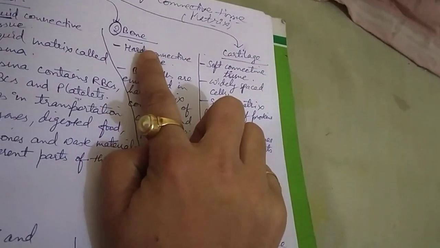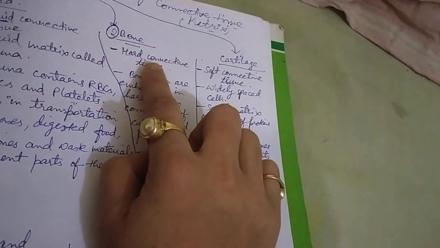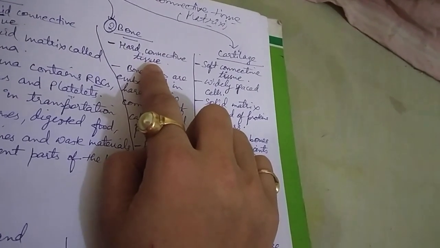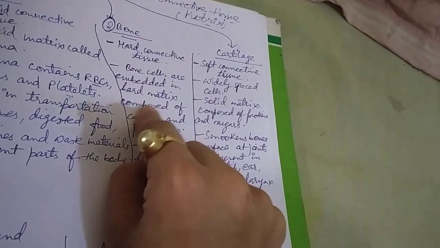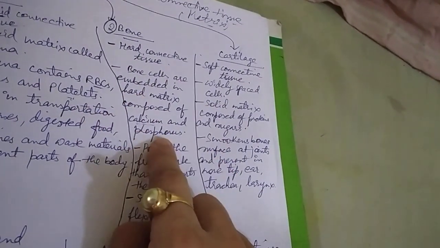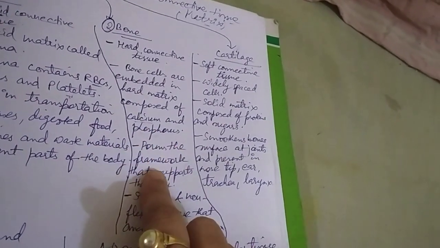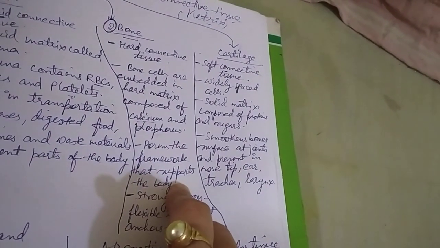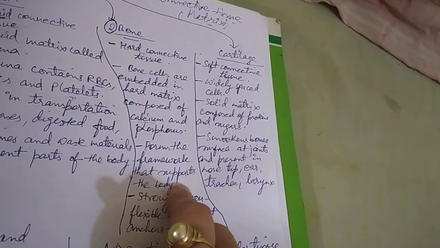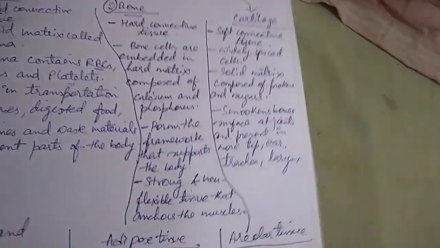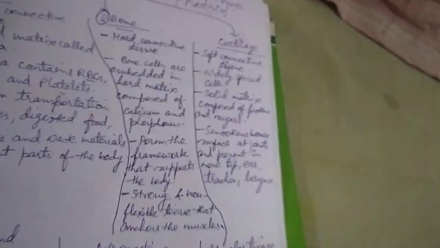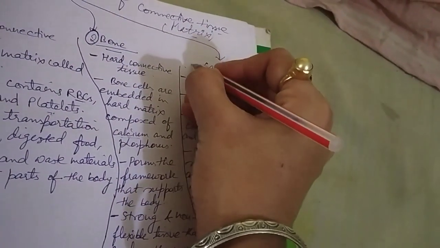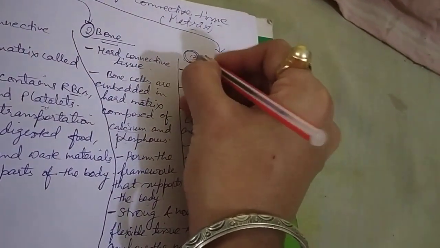So bones are our second type of connective tissue, which is a hard connective tissue. Why hard? Because its matrix is made up of hard substance due to the presence of calcium and phosphorus. It forms the framework, the skeleton, which supports the body and also the muscles of the body, and it is very strong and non-flexible.